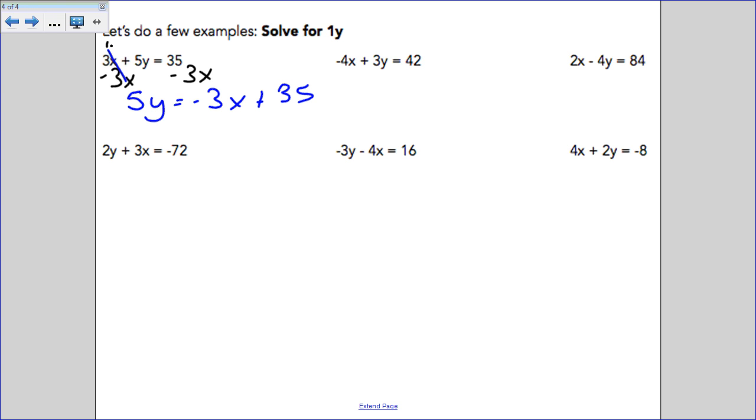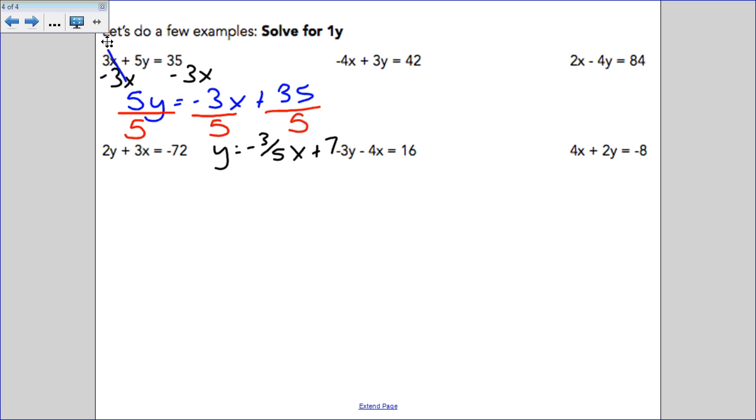Okay, what's my last step? Remember how you do this? You have to divide all parts by your coefficient. If I divide my 5y by 5, I need to divide the coefficient of x by 5, and I need to divide this number by 5. Okay, my new equation should be y equals negative 3/5 x plus 7. Okay, remember how you do that? You have to divide all parts. That's a very important thing to remember.